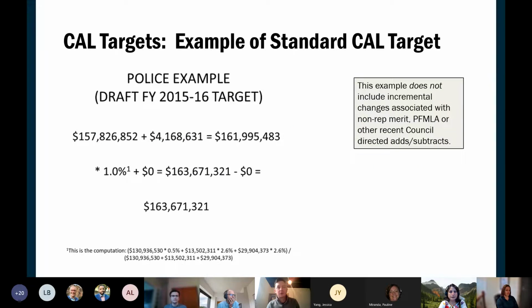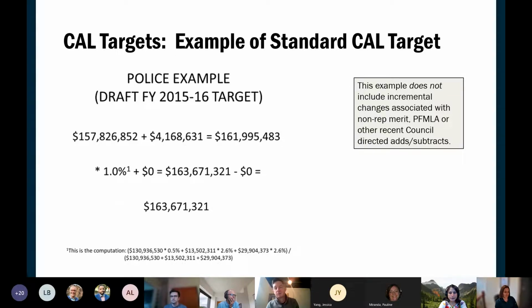And so this is an old example. It's an old example because it's a simple example and things have gotten a little bit more complicated in recent years. But in 2015-16, the police had a base budget of 157 million, 158 million. Adding in that year's compensation set aside, you have a total base of about 162 million. Their weighted inflation factor was 1%. You can see the actual computation below. And then there were no council adds or subtracts that year, and they are not funded by overhead. So we don't have to subtract anything off, and you get the total Cal target for police in that year was about 164 million.